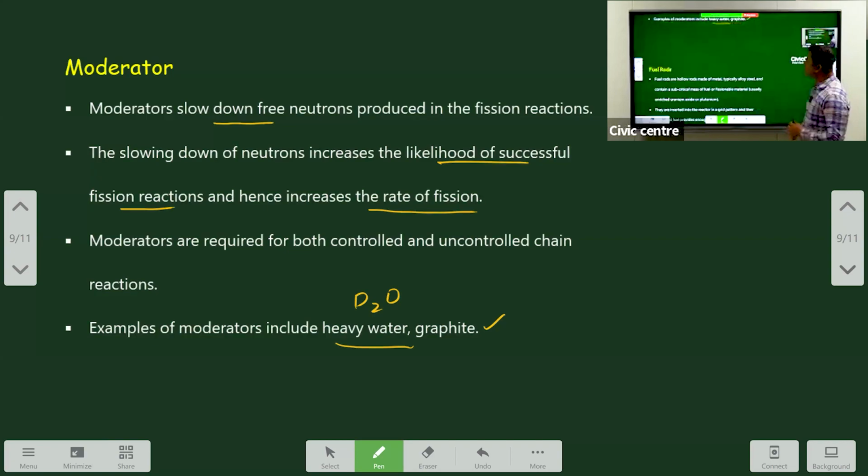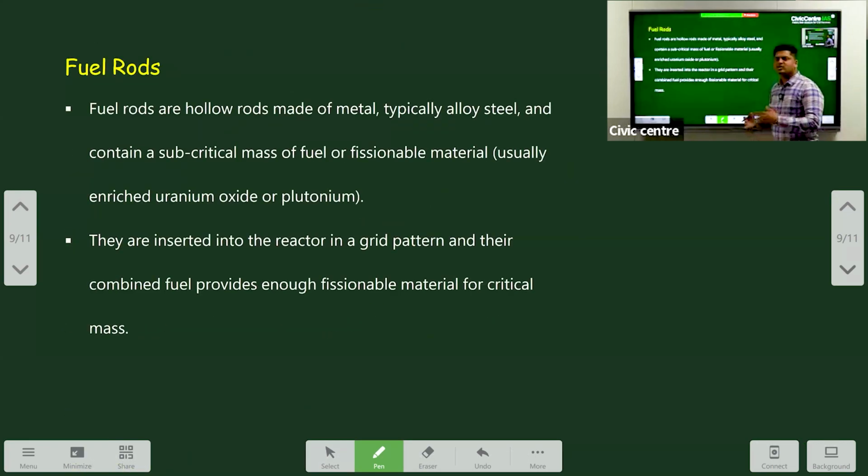Now moving forward, we have the fuel rods. Now these fuel rods have the nuclear fuel which we are talking about. So they are hollow rods made of metal, typically of alloy steel, and they contain the subcritical mass. What is the critical mass? Critical mass is the smallest amount of the nuclear fuel that will sustain a fission reaction. But here we are going to have the fuel at subcritical mass.